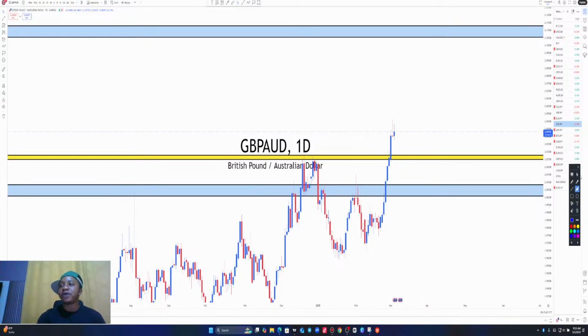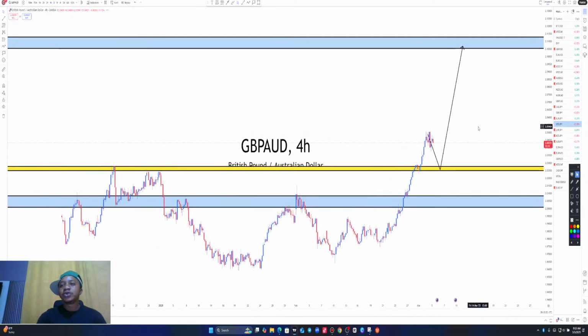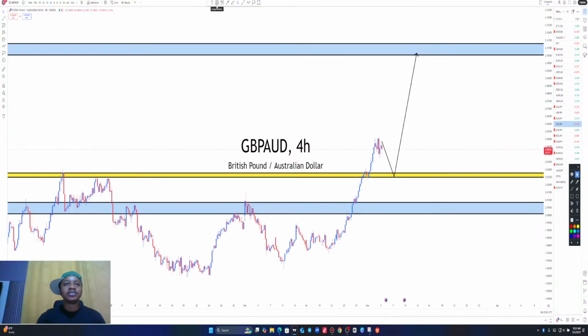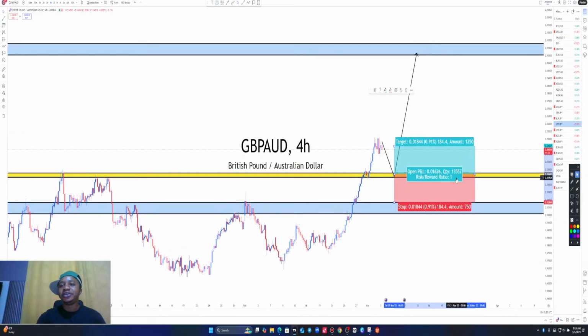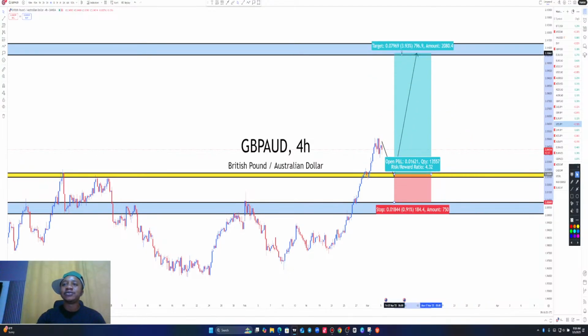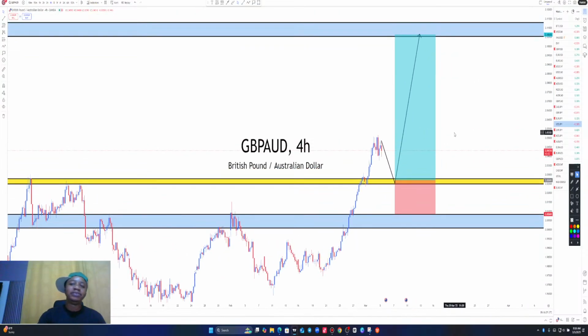So let's take it all the way to a 4-hour time frame and then complete this setup. All right, so this is the 4-hour time frame. This is exactly what we are waiting for before the entry comes in all the way to the upside. So GBPAUD, if price is able to complete a retest on the weekly resistance level, then we buy all the way to the upside. So that's GBPAUD full and complete technical analysis.